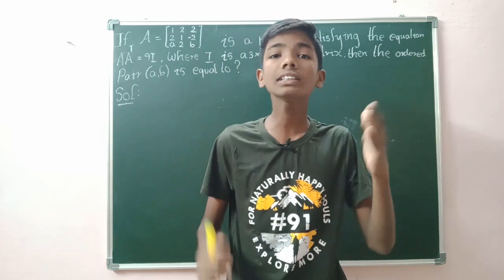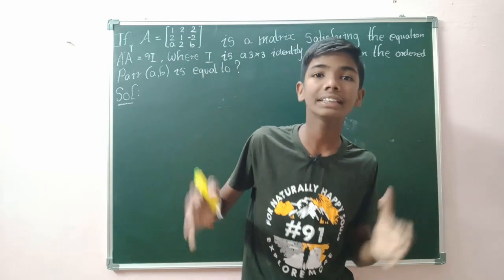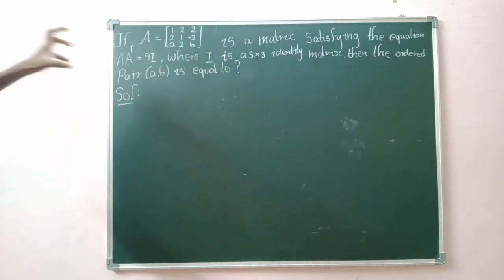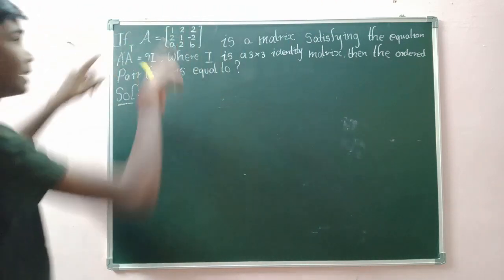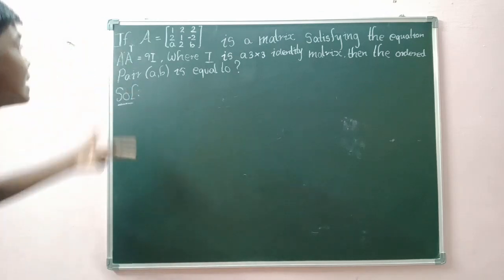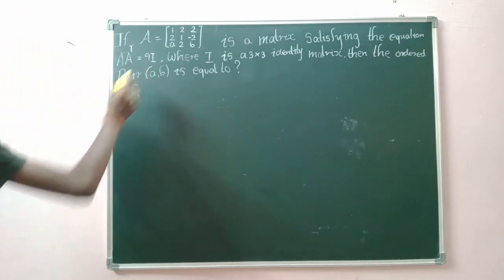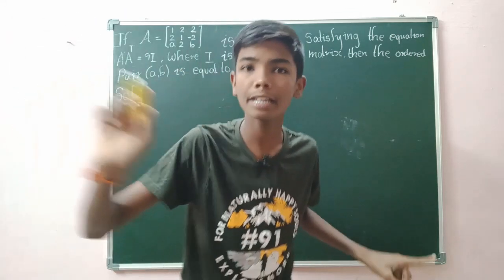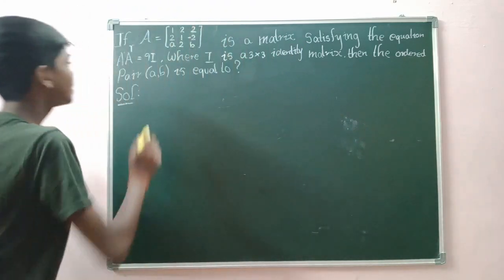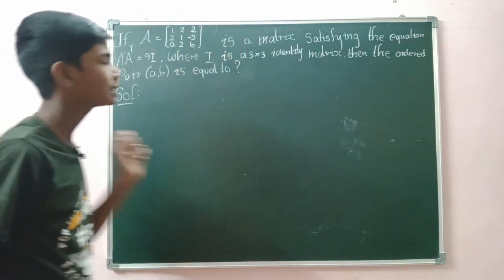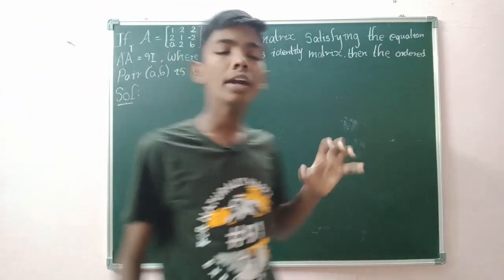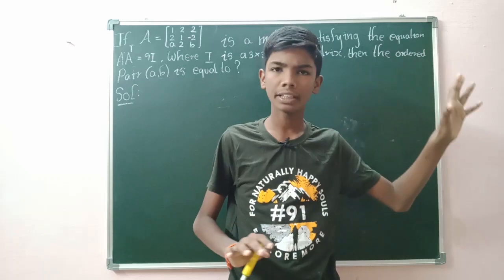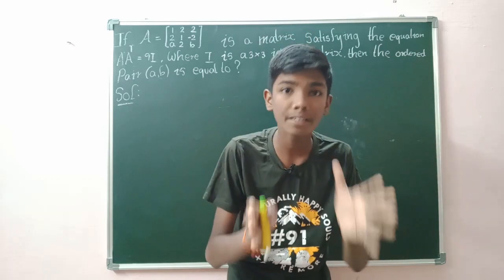So now first try to understand what is given in the question. Here it is given that there is a matrix A which satisfies the condition that A times A transpose is equal to 9I, where I is a 3 cross 3 identity matrix, and they are asking us to find the value of (a, b). So now what you are supposed to do is just keep this A outside. Let's think about the condition given in the question.